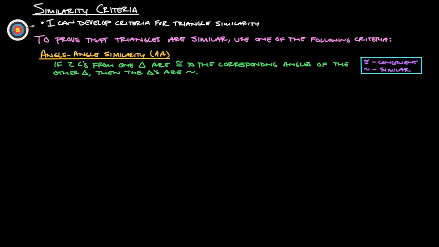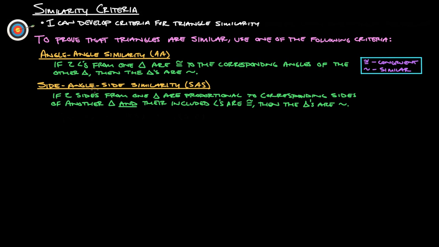We can use angle-angle similarity, AA, and that states that if two angles from one triangle are congruent to the corresponding angles of the other triangle, then the triangles have to be similar. Remember, the equal sign with the little wiggle over the top is congruent, and just the wiggle on its own means similar. You can also use side-angle-side similarity, SAS.